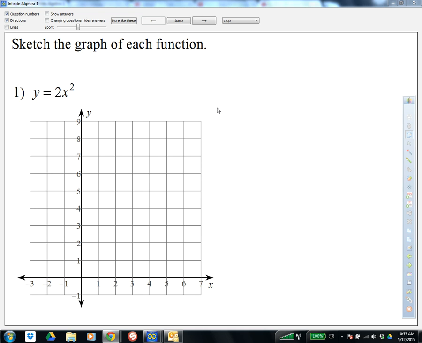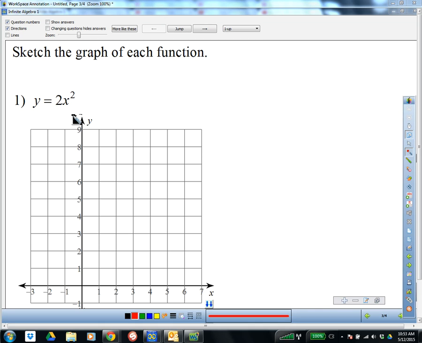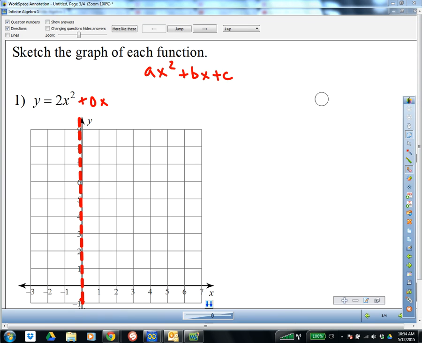Okay, when it comes to one like this, normally we have them in this format where it's ax squared plus bx plus c, right, like that. Well, there is no b term and there's no c term, so it's kind of like plus 0x. And so right away, this is going to be centered right on top of the y-axis, right, like this. So this is my axis of symmetry. Okay, then I need to just go ahead and start plotting points.